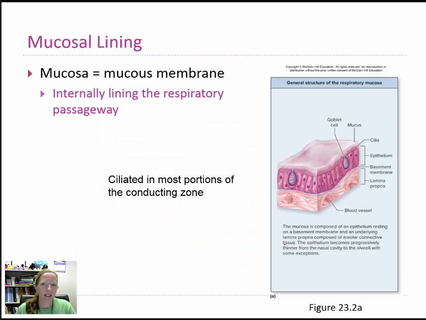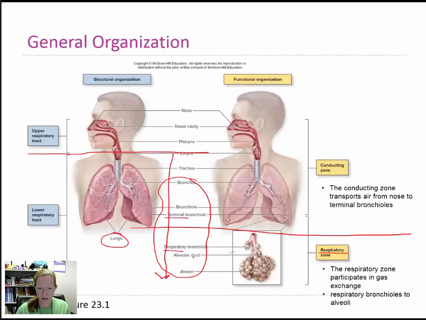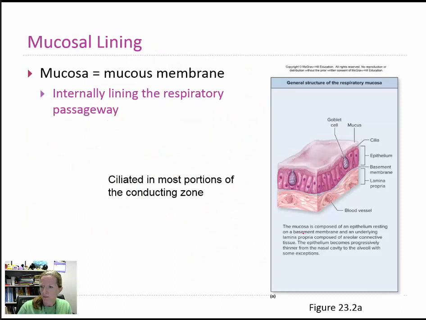Let's take a look at the mucous membrane of the respiratory tract here. So remember, anytime that you see that word mucosa, it is going to refer to the mucous membrane. And if we just look at a general structure of the respiratory mucosa, it is going to have the epithelium, and we'll talk about the different types of epithelium we're going to have across this tract that we just looked at down here, because it does change.